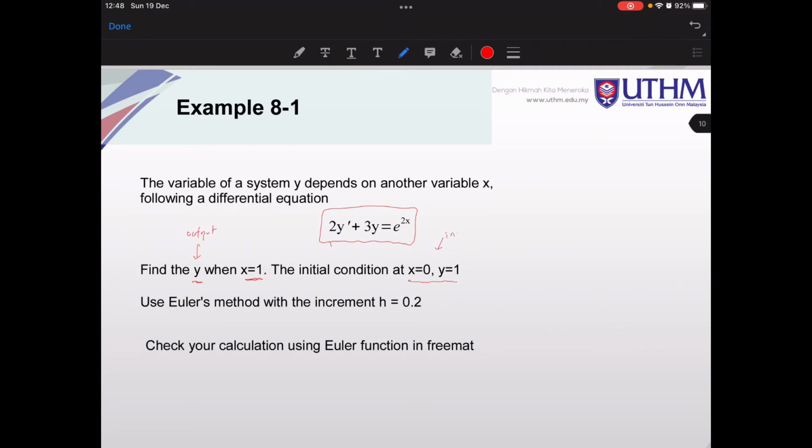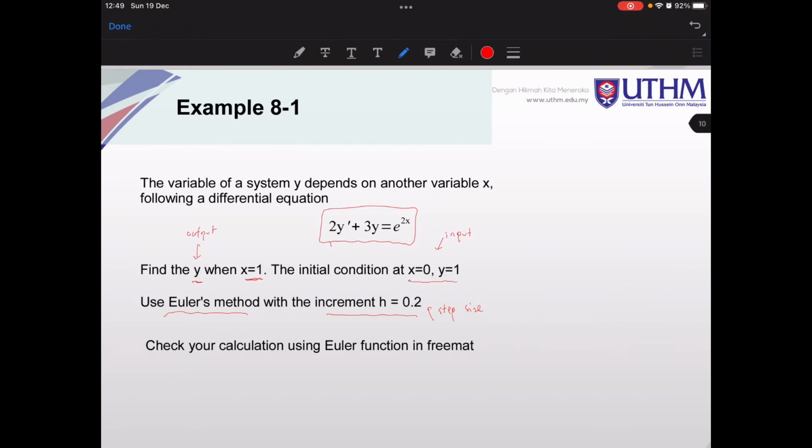So this is the input. We put x equals 0, y equals 1. We want to know the value of y when x equals 1. We can use Euler's method with the increment h equals 0.2. So this is the step size. So we know that we need to use Euler's method to solve this ODE.